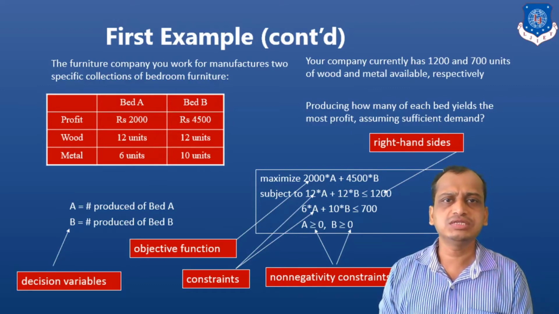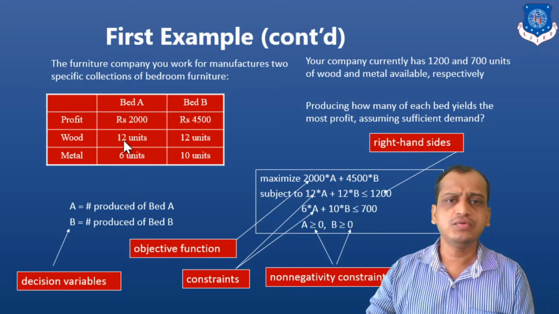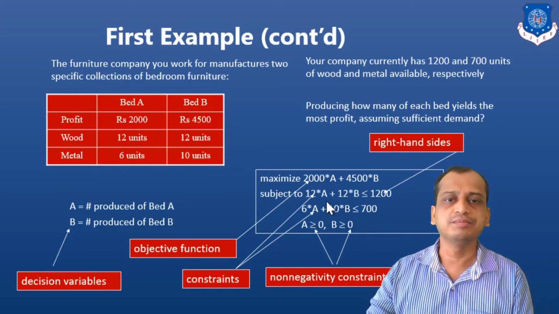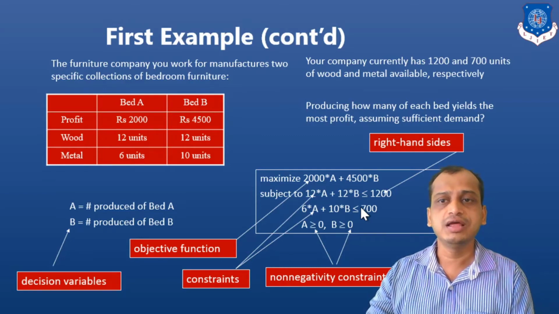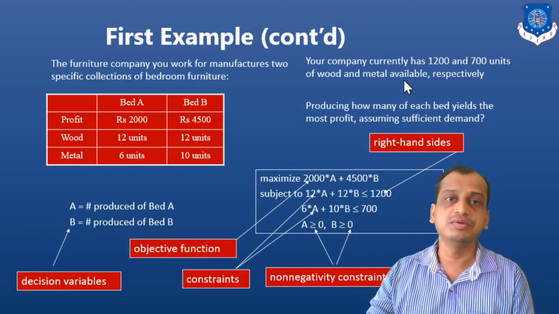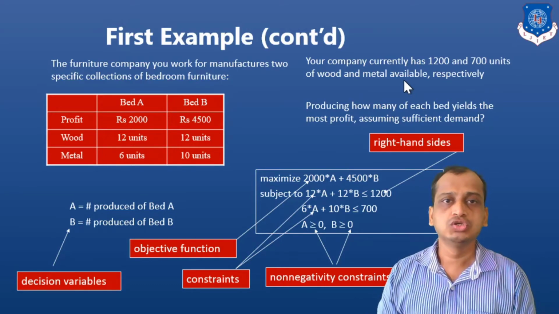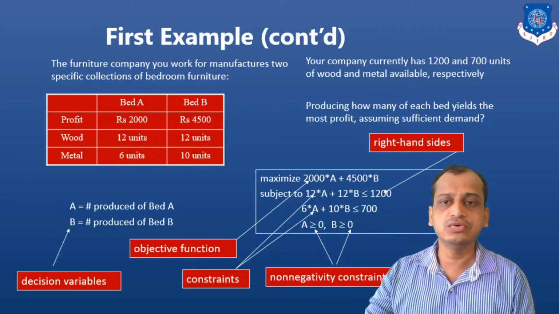What about constraints? There are constraints as well. 12 units of wood goes into bed A. So 12 into A, right? And 12 units of wood goes into B. So 12B. Now there is one more constraint, that the company has 1200 and 700 units of wood and metal available. So that is a constraint here. So what we will write, less than equal to 1200.